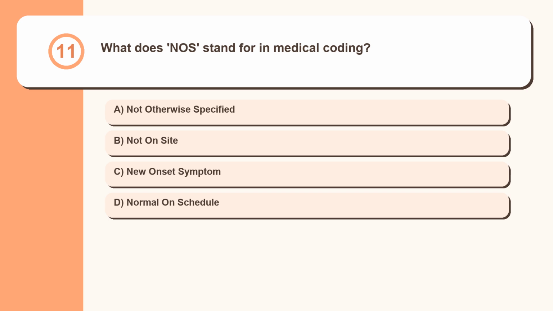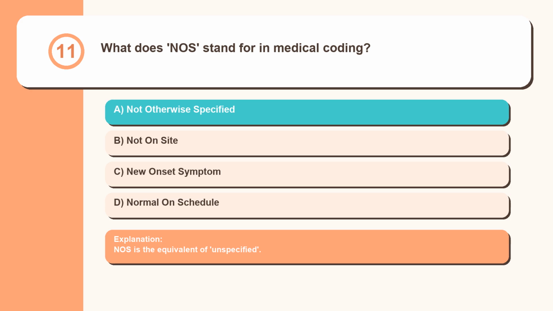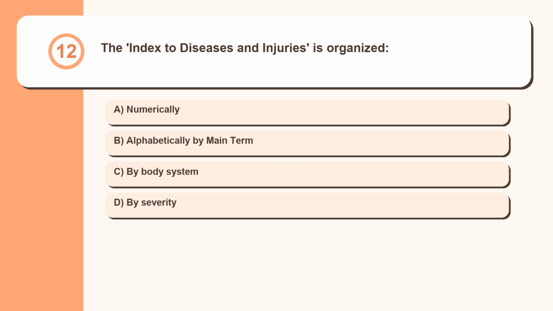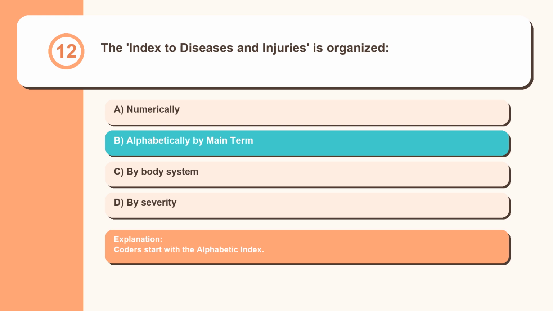Question 11. What does NOS stand for in medical coding? Not otherwise specified, not on site, new onset symptom, normal on schedule. NOS is the equivalent of unspecified. Question 12. The index to diseases and injuries is organized numerically, alphabetically by main term, by body system, by severity. Coders start with the alphabetic index.